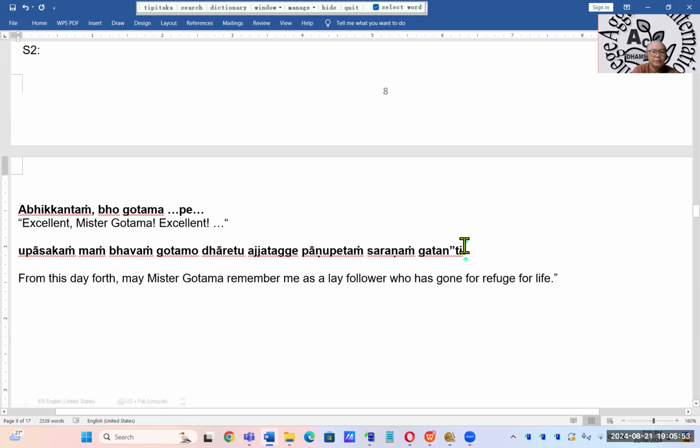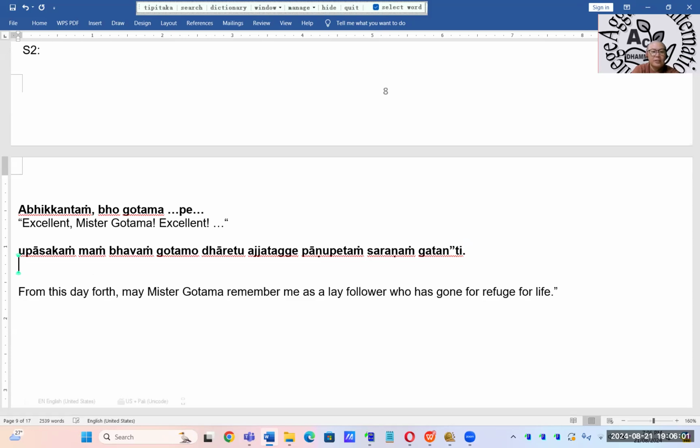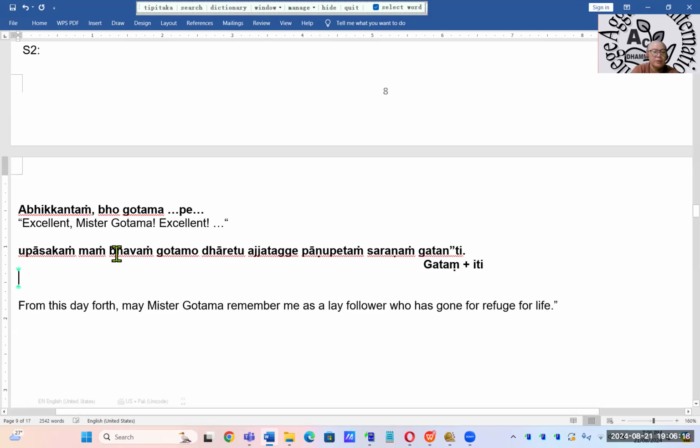All right. Now, this ti is like the previous ti, which was a question, but this ti is not a question. You can see it is the ending part here, the end of this statement. So we can see this word, you can put it as katam plus iti. Now notice that upasakam, mam, has a lot of nasal consonants, okay?